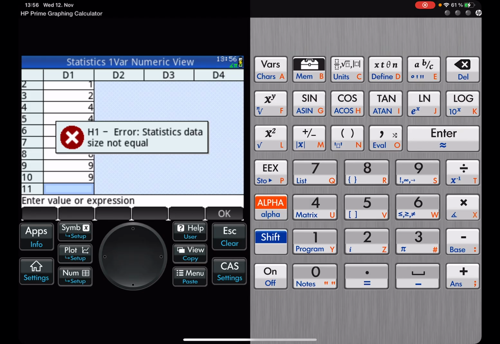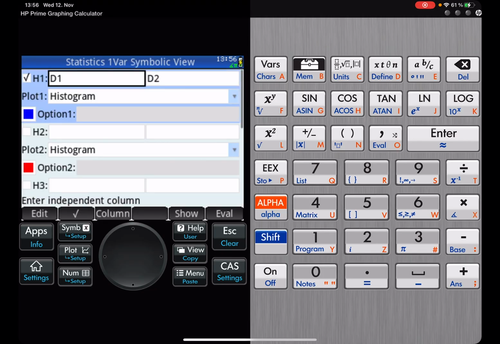And so if I click stats right now, it's going to tell me there's an error. And the reason it's telling me there's an error is that the last time I did a calculation, I had a frequency column. This time I do not. So I have to go back to symbol and tell it I no longer have a frequency column. I just have a list of raw data.